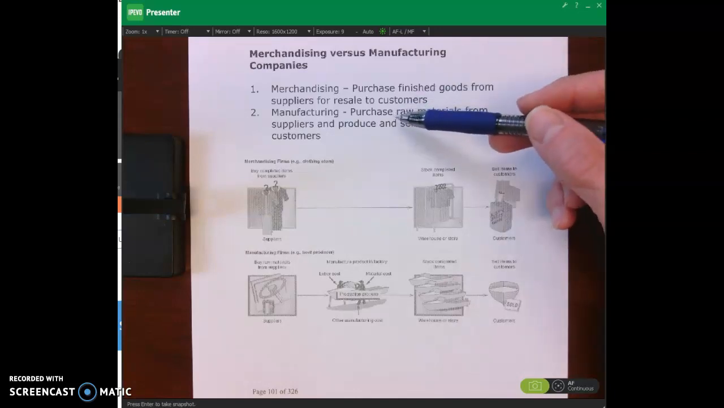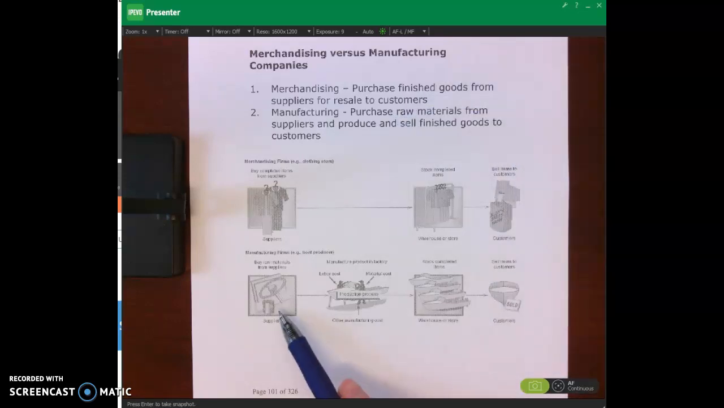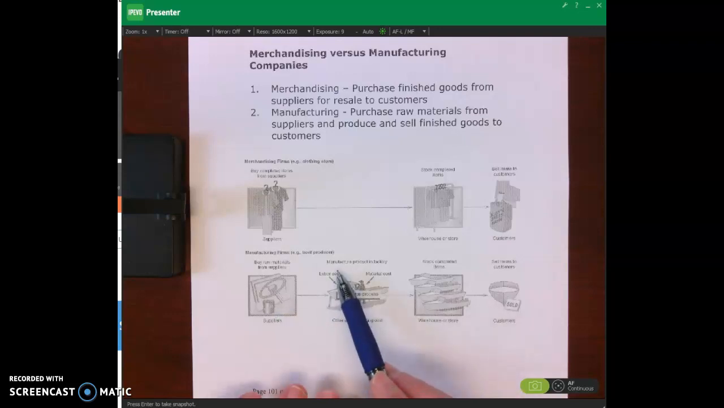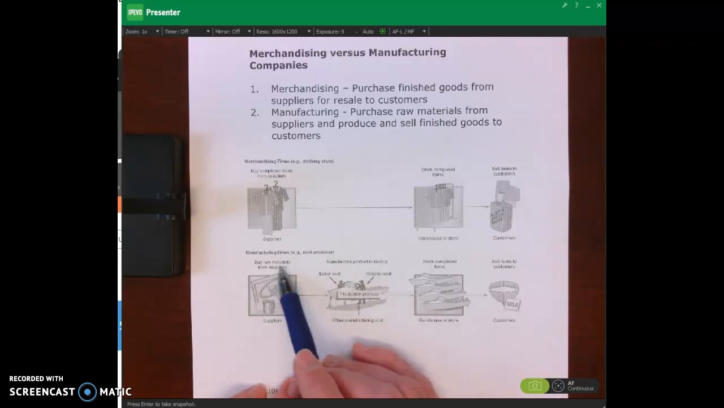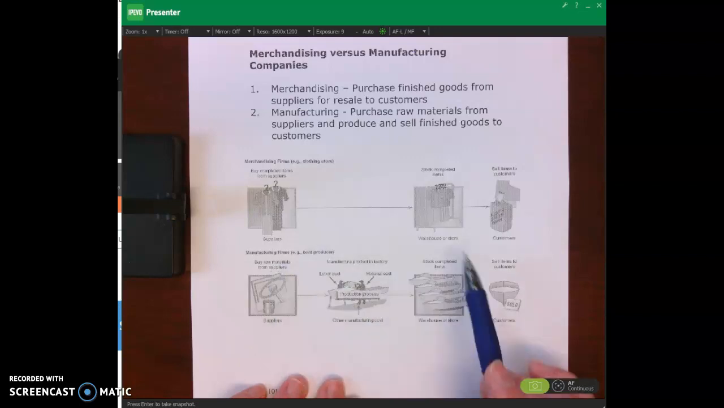Manufacturing companies such as Ford or General Motors purchase raw materials from suppliers, and then they make their cars, and then they have their completed cars that they sell to dealers, and then the dealers sell them to their customers. So manufacturing companies have a production function where they turn raw materials into finished goods.